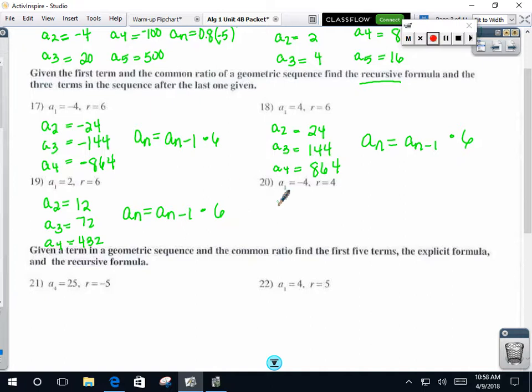All right, last problem. a sub 2, a sub 3, a sub 4. What do you have to do every time to get to the next number? So this would be a negative 16, a negative 64, a negative 256, and then your recursive formula would just be a sub n equals a sub n minus 1 times 4.